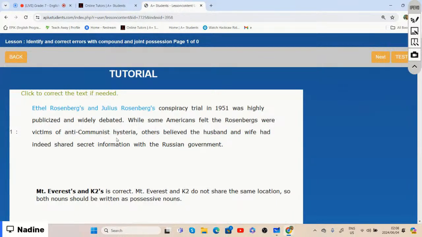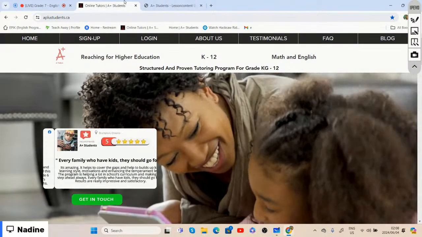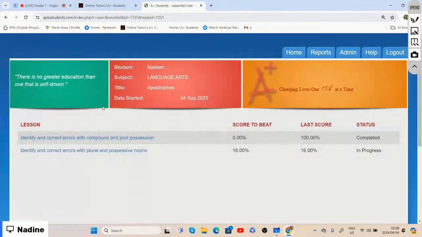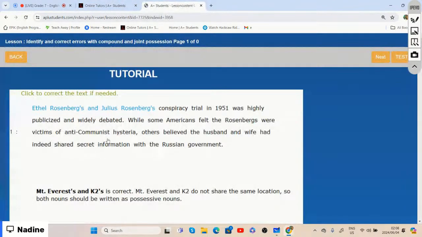Firstly, apostrophes show possession. It shows either who or what owns something or has something, right? And then also with apostrophes, we have plural or possessive nouns, which means we have singular possessives as well as plural possessives. It basically shows either one person or more than one person that owns something or has something.